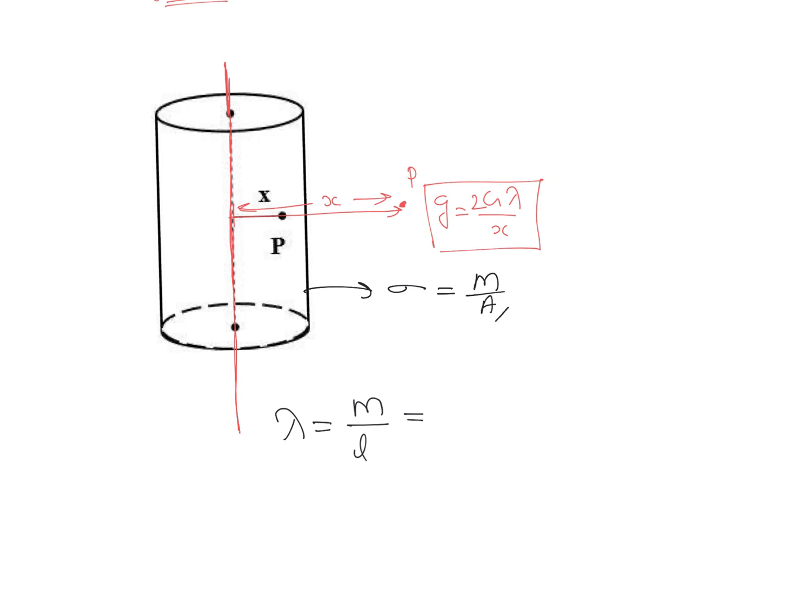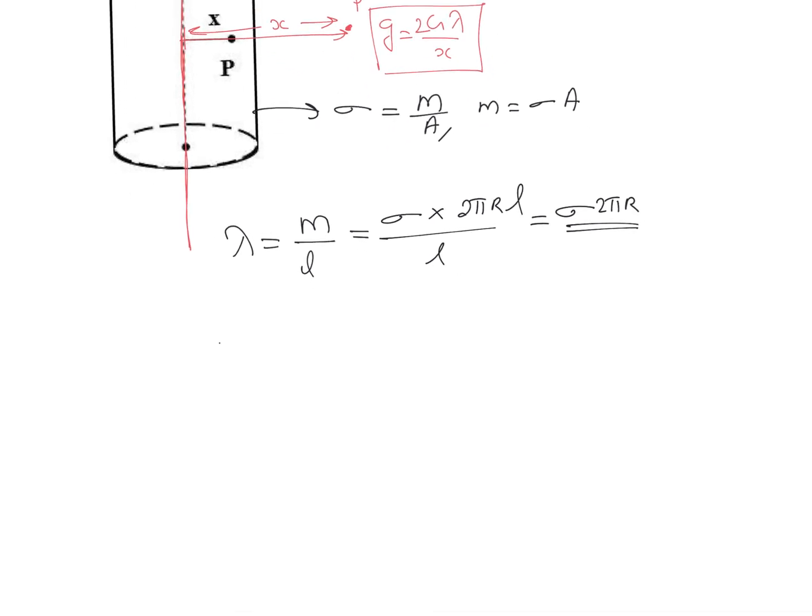So if you know the value of mass divided by area, we can find the mass is equal to sigma into area. Now let's see how to find the value of this area. Area can be written as the area of the cylinder, that is 2 pi r, its circumference, into length L. So I'll get its linear mass density in terms of areal mass density, that is sigma into 2 pi r. So we can find the value of the gravitational field outside.